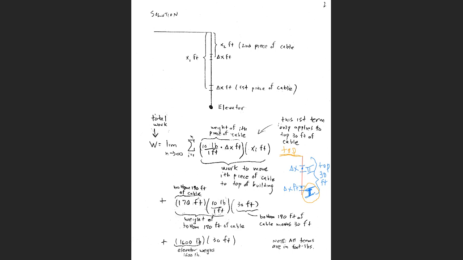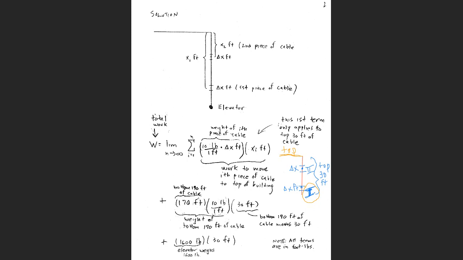So you can't treat the top 30 feet of cable like the bottom 170 feet of cable. The top 30 feet of cable is not treated like dead weight because if you break that top 30 feet of cable up into little individual pieces, some pieces it's going to take less work to bring to the top of the building than other pieces.